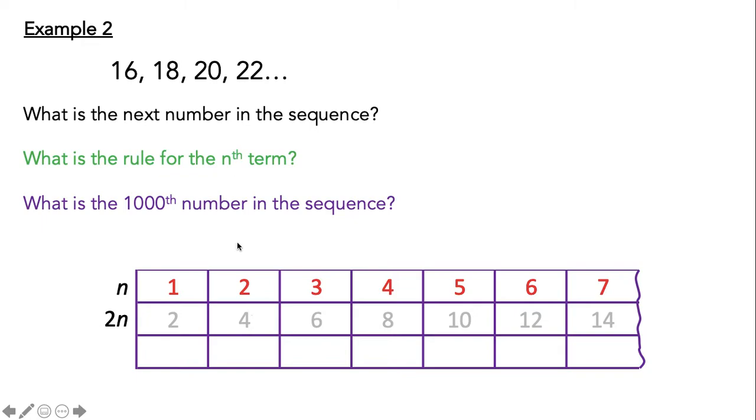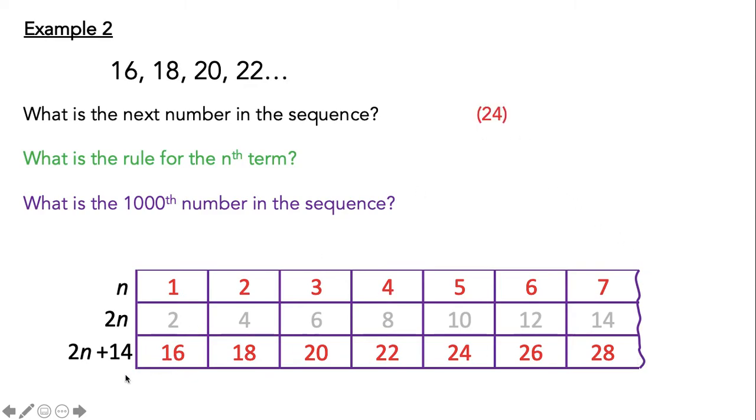If we add 14 to 4, we'll get 18. So we can see that we're short by 14, so we need to add 14 to all of these. So the rule is not 2n, but 2n plus 14. The nth term is 2n plus 14, and then we do indeed get the numbers we want: 16, 18, 20, 22, 24, 26, 28, and so on. So the next number in the sequence was 24.